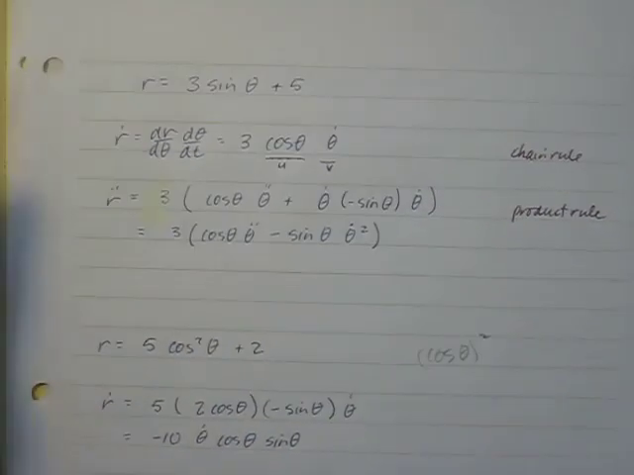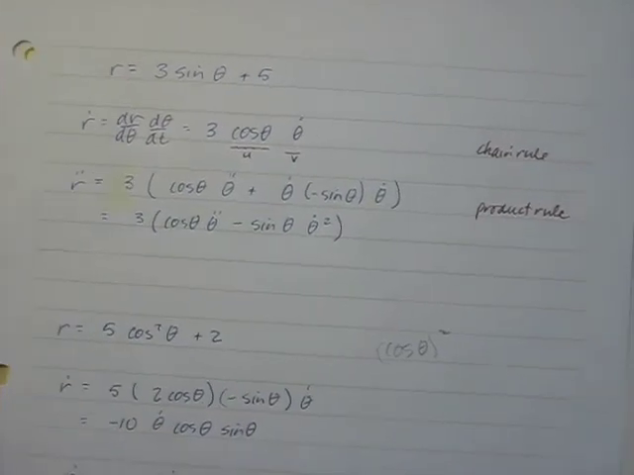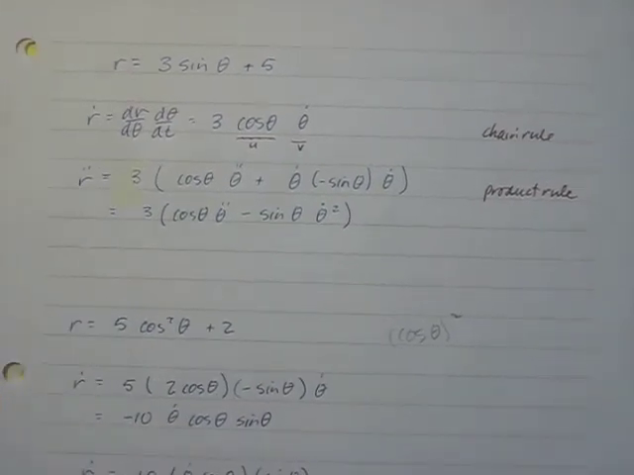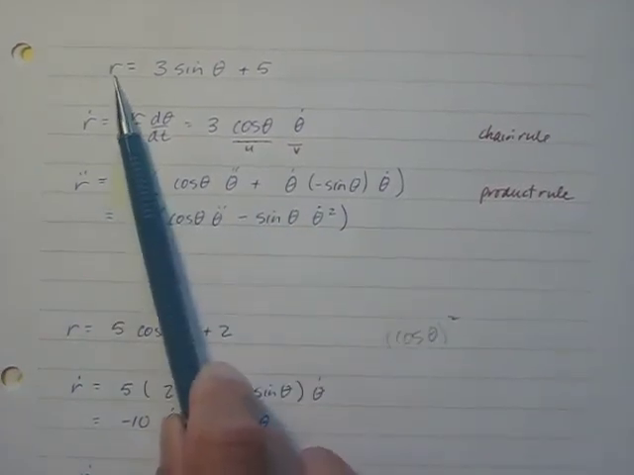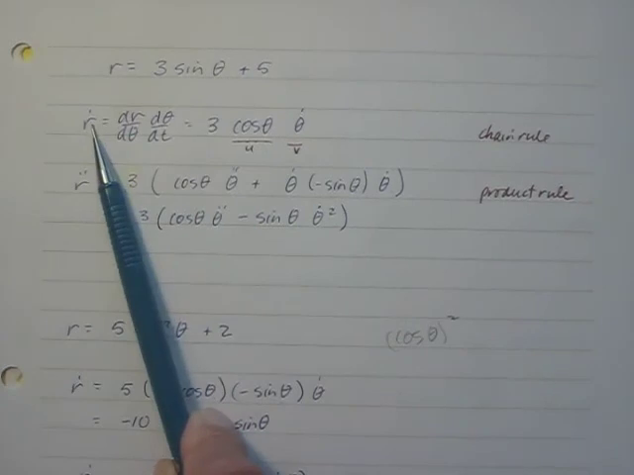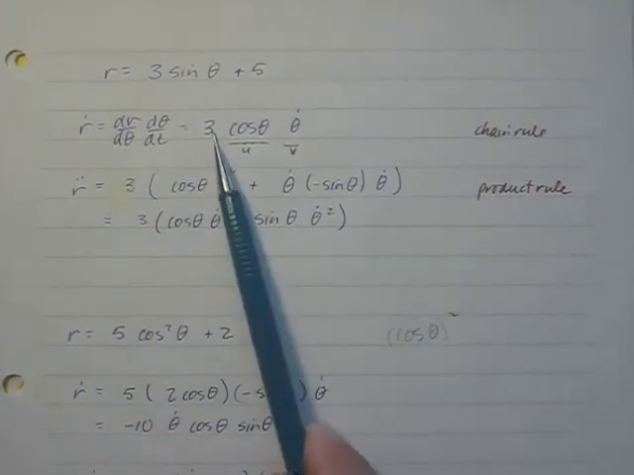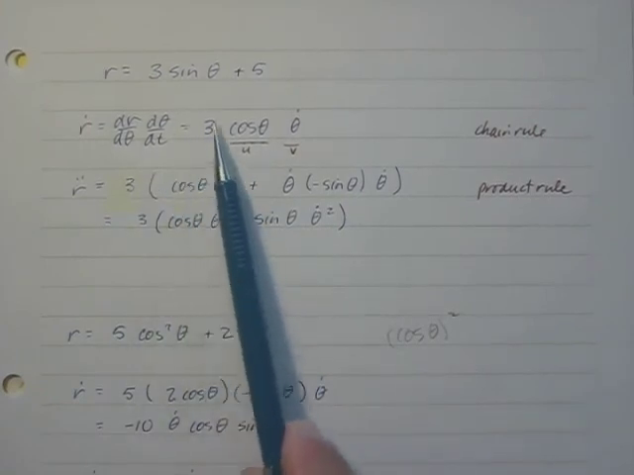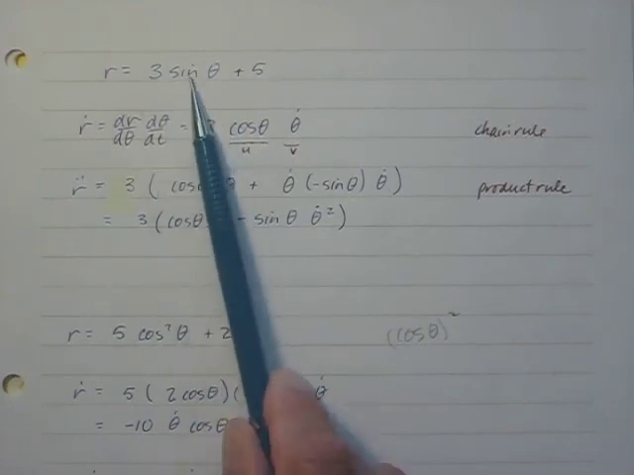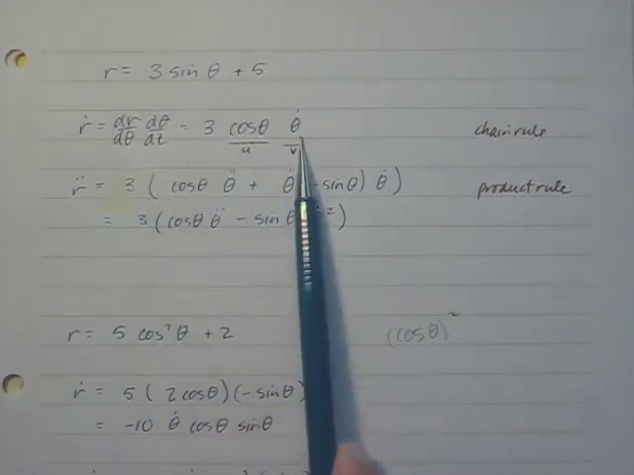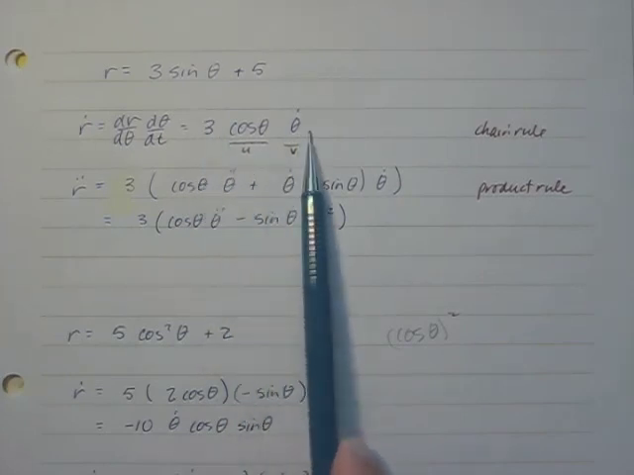All right, here's just a couple more things. Here are some chain rule, product rule examples with sines and cosines. And remember that if you have r as a function of theta, to find r dot, you have to do dr d theta times d theta dt. And so I did that with this expression. The derivative of sine is the cosine, but then I need my theta dot, and so this would be the expression for r dot.